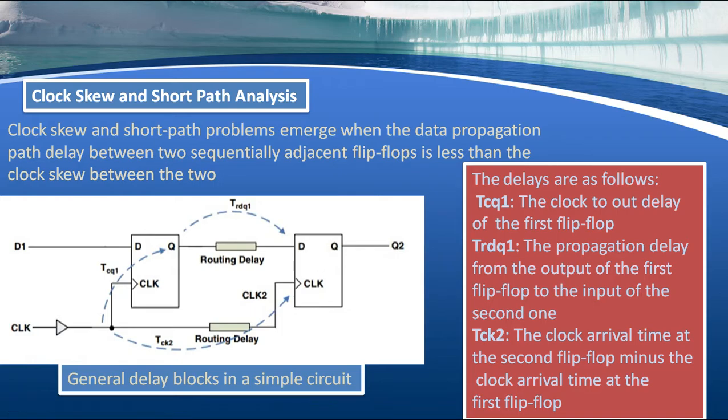timing to propagate. The delays are as follows: TQ1, the clock to out delay of the first flip flop. TRQ, the propagation delay from the output of the first flip flop to the input of the second. The CK2, the clock arrival time at the second flip flop minus the clock arrival time at the first flip flop.